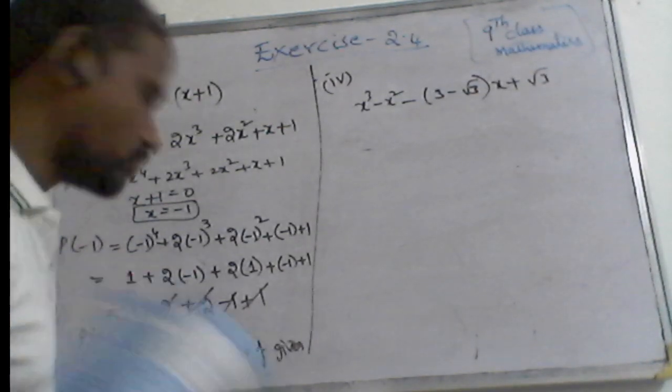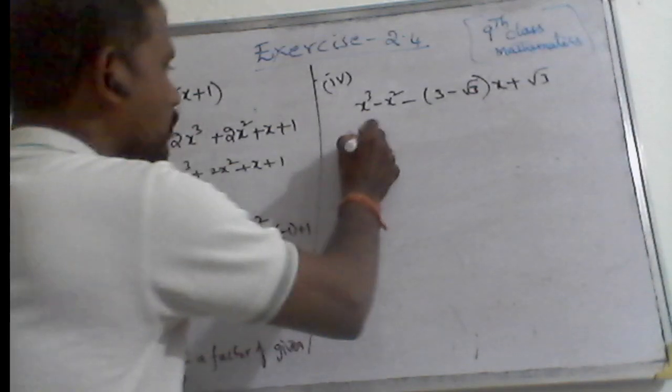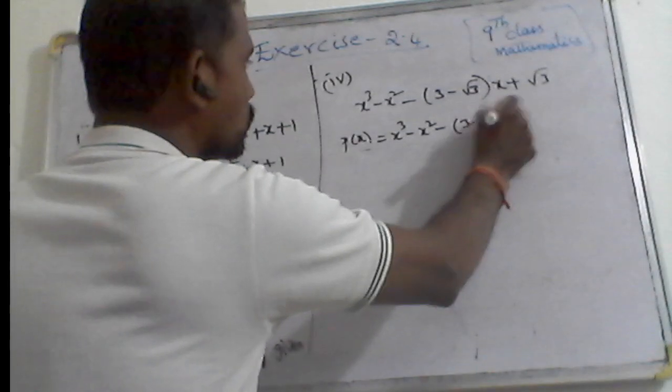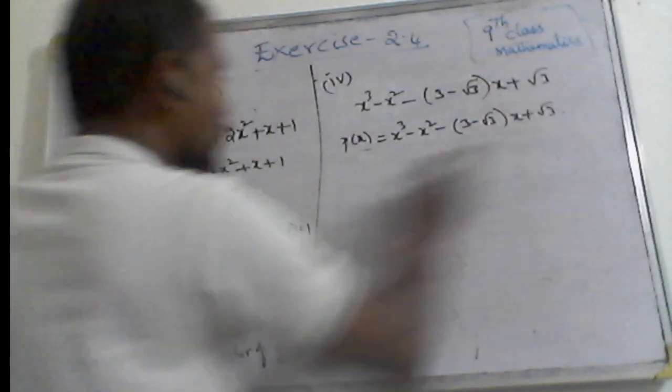So next one, fourth one. Here P of x equal to x cube minus x square minus of 3 minus root 3 into x plus root 3.